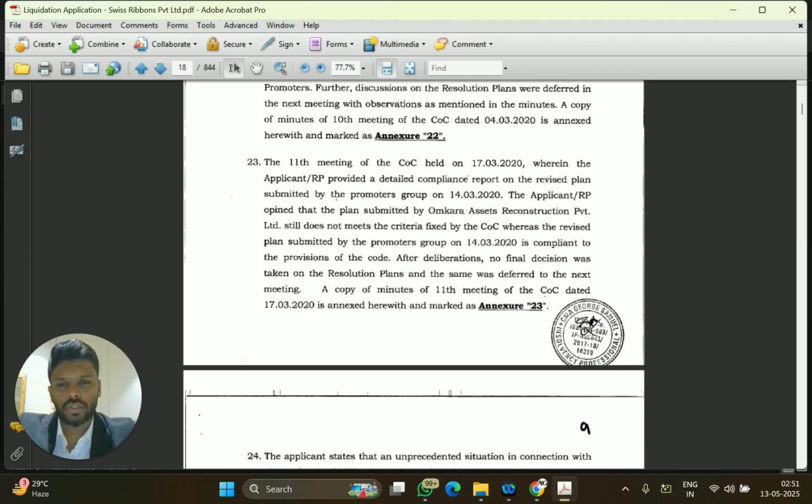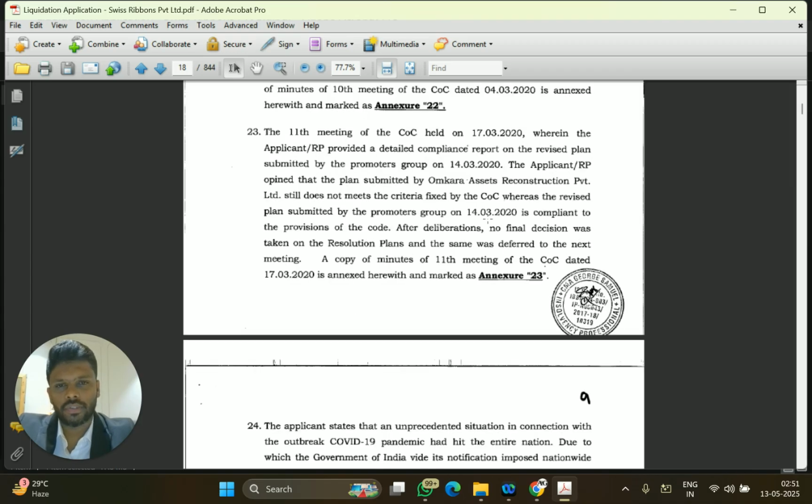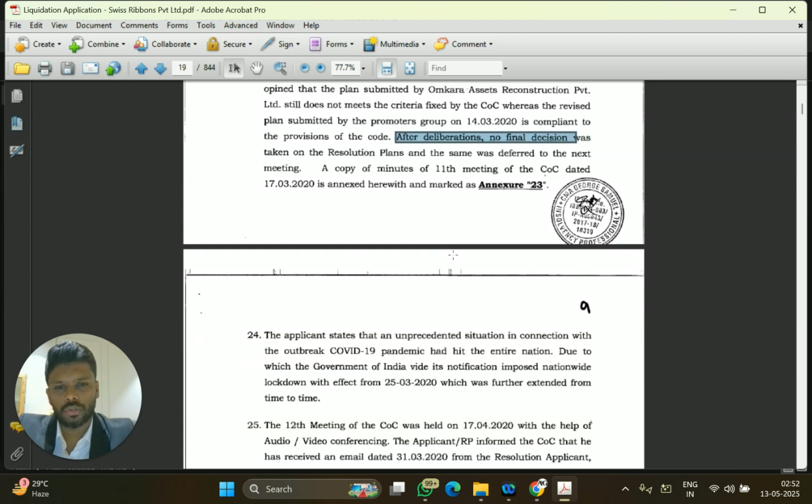The 11th COC meeting was conducted. The RP provided a compliance report on the resolution plans and the criteria fixed by the COC. Deliberations were undertaken. No final decision was taken on the resolution plan.